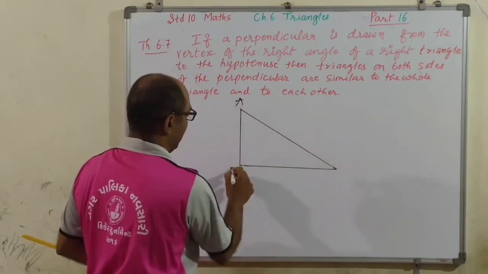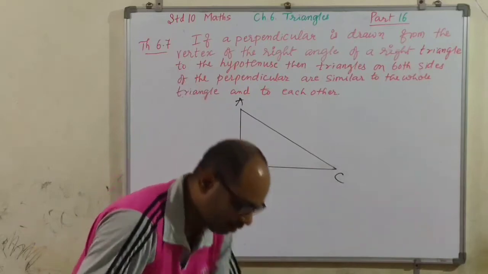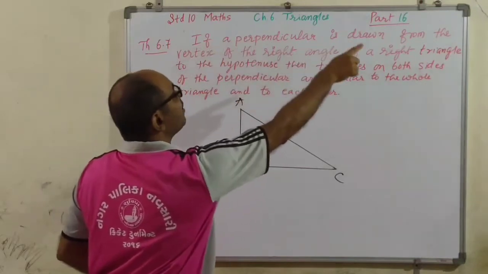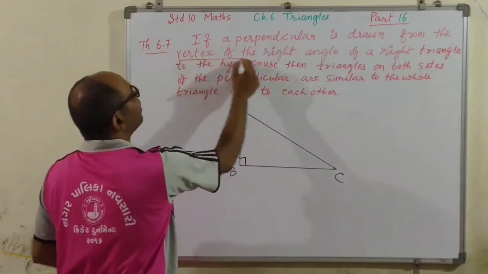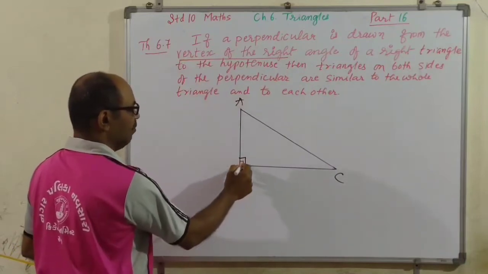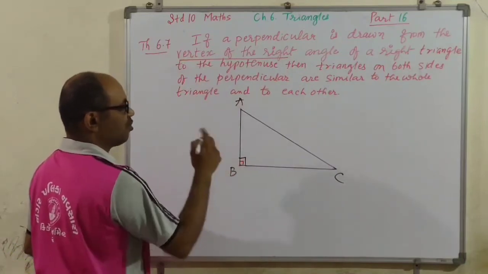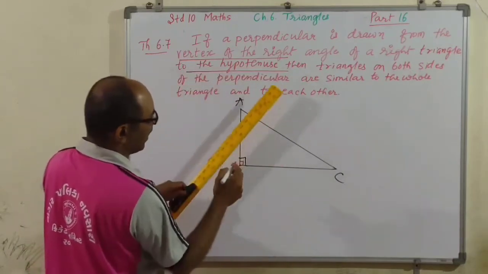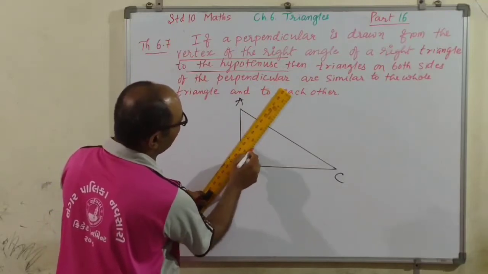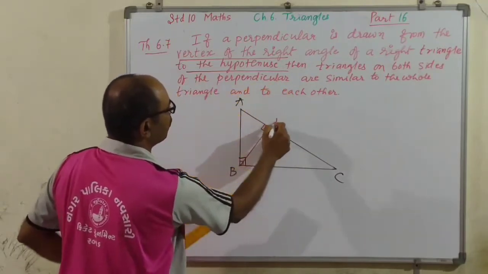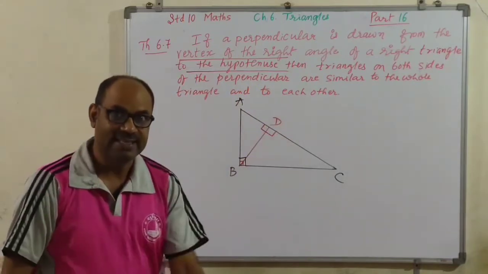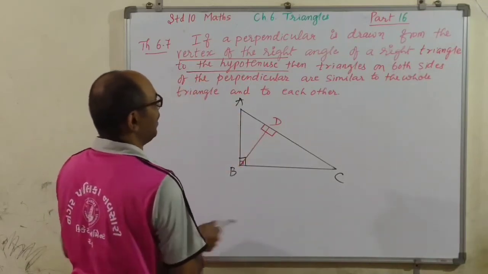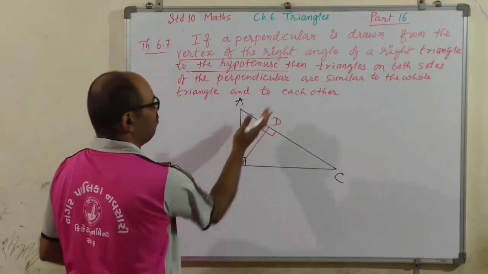This is right triangle ABC. Now, if a perpendicular is drawn from the vertex of the right angle, which is right angle B, so vertex is B. If you draw a perpendicular to the hypotenuse, so hypotenuse is AC. So if I draw a perpendicular from B to AC, suppose this foot of perpendicular is D, then you have two triangles on the two sides of the perpendicular.